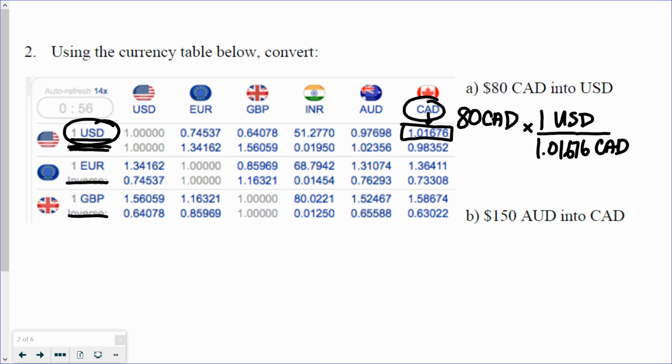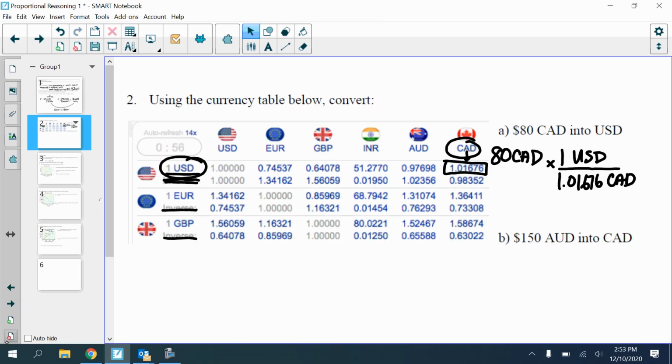So the reason that I wrote it like that is because then I can see that Canadian dollars on the top, Canadian dollars on the bottom, so those units are going to cancel, and I'll be left with US dollars on the top. So now, as far as the calculator strokes, anything on the top is multiply, anything on the bottom is divide.